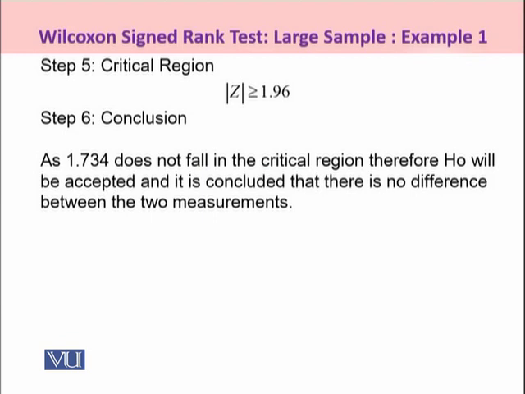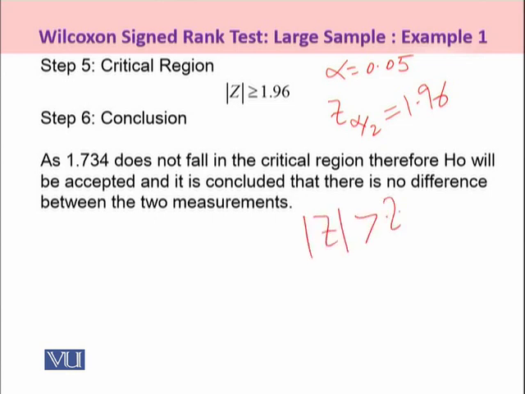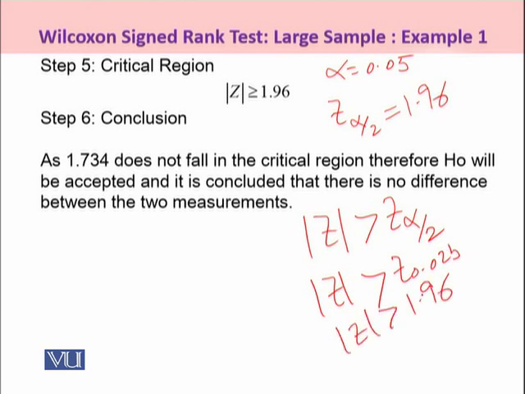Now once we have obtained this value, we need to compare it with the tabulated value under the standard normal table. So students, in the standard normal table, when alpha is 0.05, the value you get for Z alpha by 2 is 1.96. And as we know that it is a two-tailed test, in a two-tailed test your critical region is the modulus of Z greater than Z alpha by 2. That means the modulus of Z is greater than Z 0.025, and for P 0.025 the value we have is 1.96.